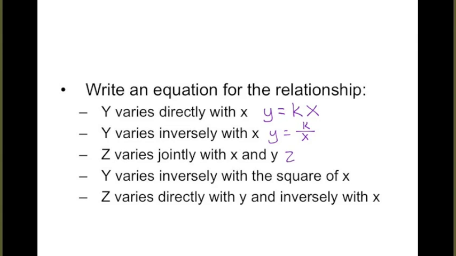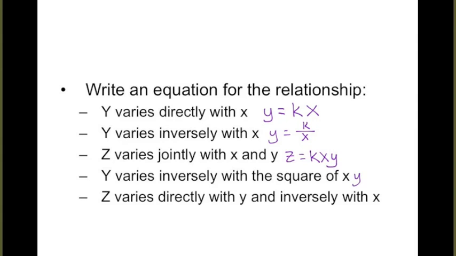Z varies jointly, so that tells us it's a multiplication relationship with the letters of x and y. Those are our three general forms for variation. That's our general direct, our general inverse, and our general joint variation equations. But we don't have to stop there. We can start changing them, and that's what these last two look at. We can combine types of variation, or we can do other things to our variables as well.